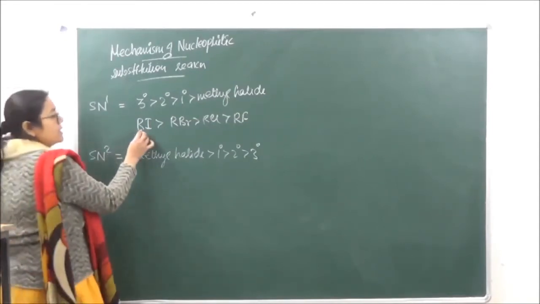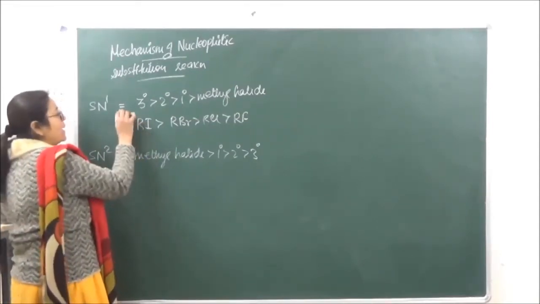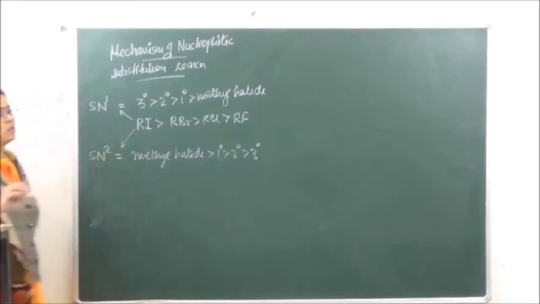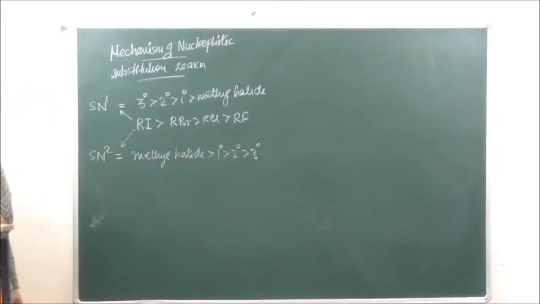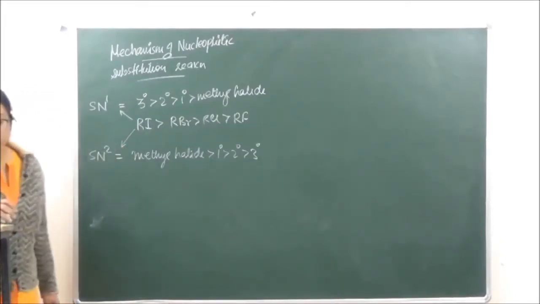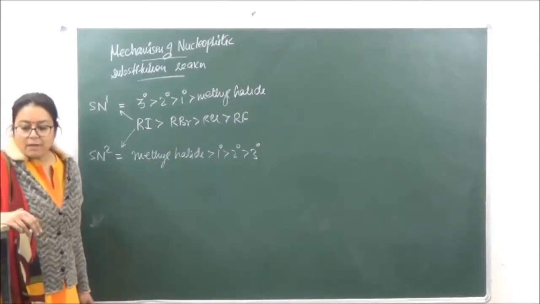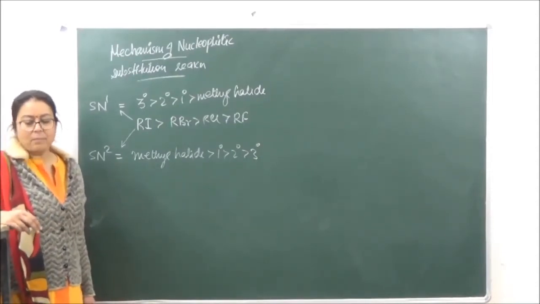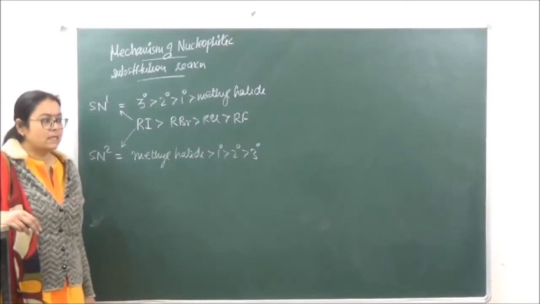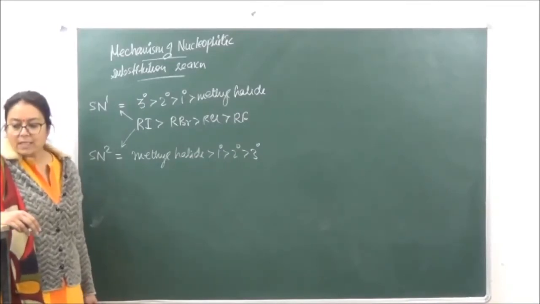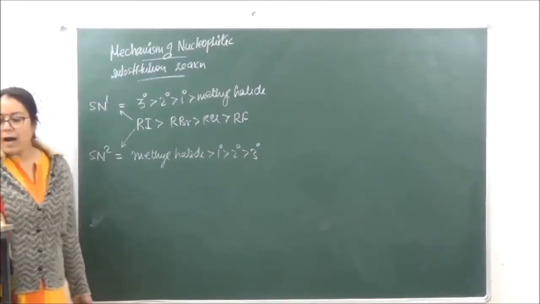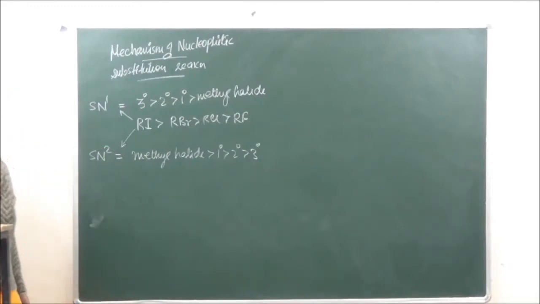Although this trend will be followed by both SN1 and SN2, right? So iodide, that is going to be followed by both. Now if in case we are taking primary allylic and primary benzylic halides, right? In both those cases, they are going to show higher reactivity in SN1 mechanism because of resonance stabilization.